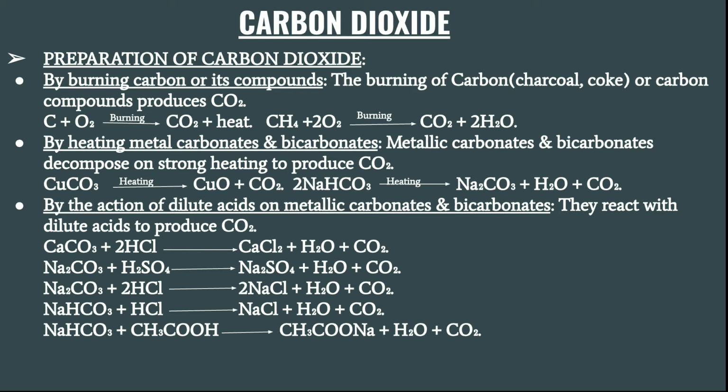Sodium carbonate reacting with sulfuric acid, obviously dilute sulfuric acid, gives us sodium sulfate, water, and carbon dioxide. Sodium carbonate reacting with dilute hydrochloric acid forms sodium chloride, water, and carbon dioxide. Sodium hydrogen carbonate, or sodium bicarbonate, reacting with HCl, that is dilute hydrochloric acid, forms sodium chloride, water, and carbon dioxide.